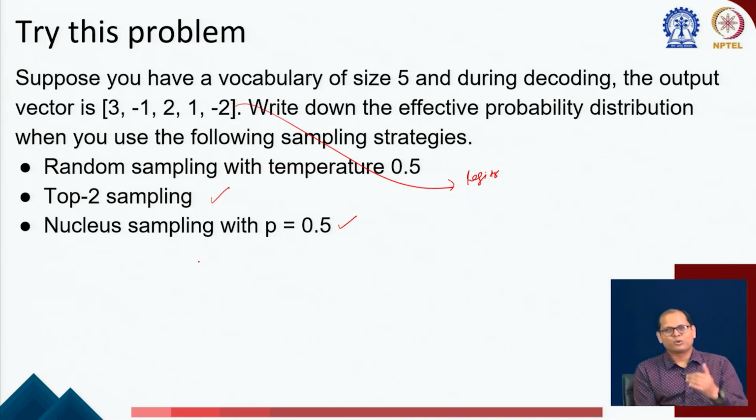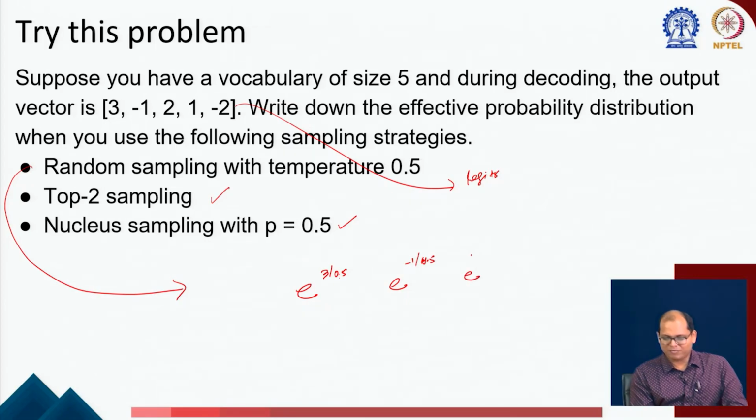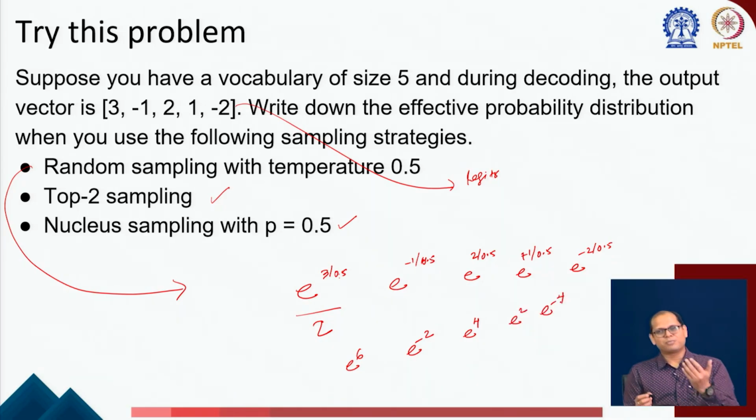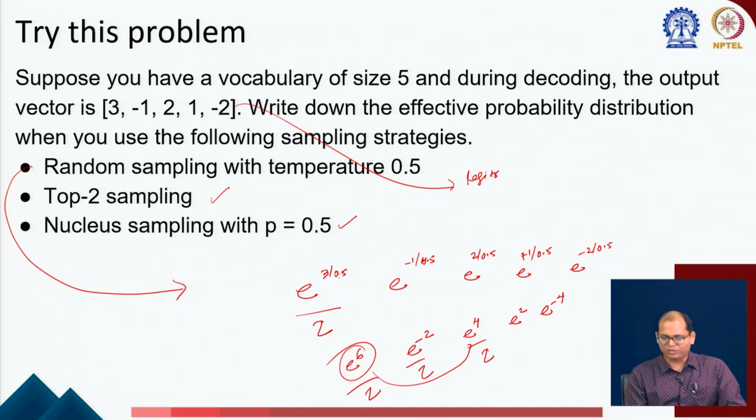When I do softmax, in the first case I will take e to the power 3 by 0.5, e to the power minus 1 by 0.5, e to the power 2 by 0.5, e to the power 1 by 0.5, e to the power minus 2 by 0.5, and divide by g, the summation of all these. And this would be e^6, e^-2, e^4, e^2, e^-4. You see what happens: as per temperature, the distance between the probabilities increases, it sharpens. So it is much higher than the closest, e^4, e squared times higher, divided by g. You compute this, g is simply the summation of these, and you get the distribution, and you can sample from that. So that's how you do random sampling with temperature.